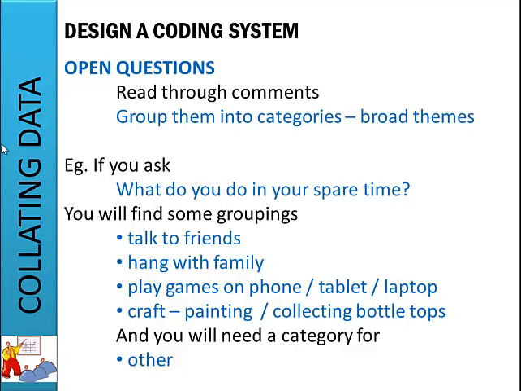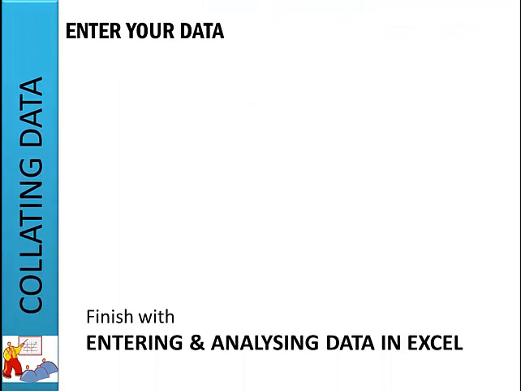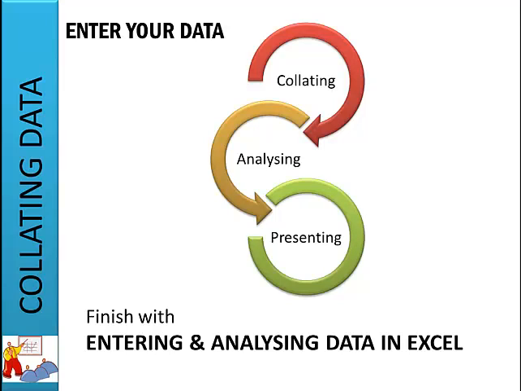Okay, so we've got a coding system, and the next thing that we need to do is enter our data. And then we can look at that data and pull out information like 4 out of 5 females in our survey prefer bananas, or 9 out of 10 people enjoy watching football, or whatever the significant findings might be. Later in this lecture, we'll look at how to enter data in Excel, but rather than go into that right now, I want to continue to talk more generally about collating, analyzing and presenting data.